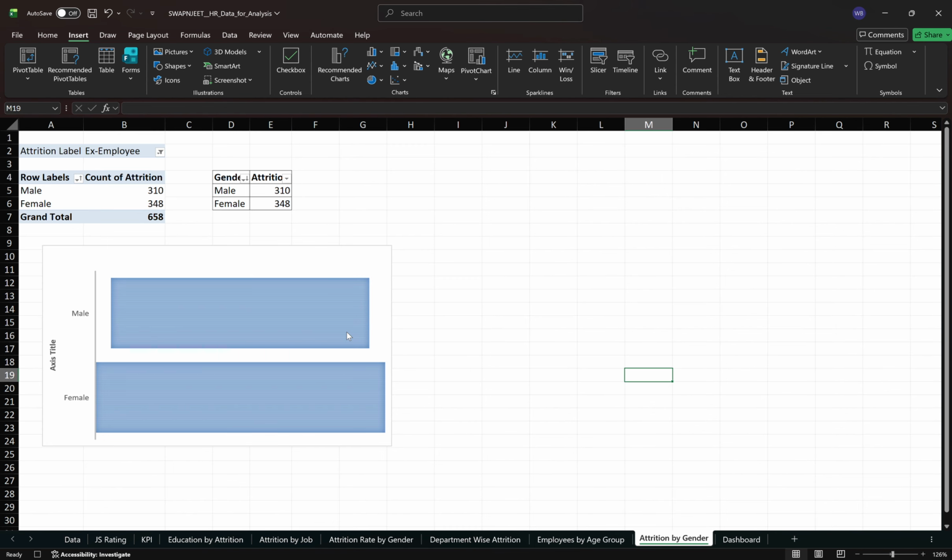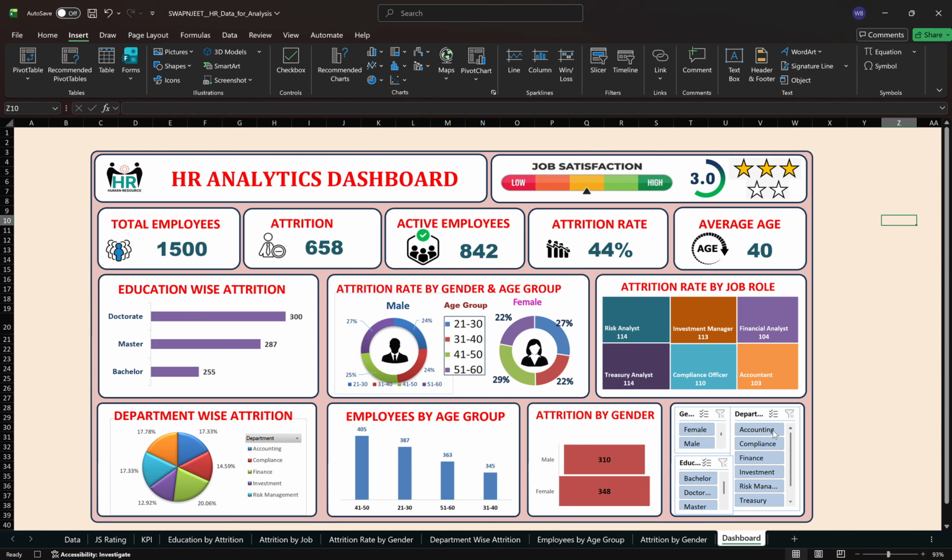Total attrition by gender, we can see male to be 310 and female to be 348, which brings our grand total to 658. All these values we have incorporated into our dashboard, which is an interactive dashboard. We can also view the same values by filtering the gender. If we filter female here, total number of employees are 761, attrition is 658, active employees are 103, attrition rate is 86%, which includes all the education, gender, job role or department wise attrition.